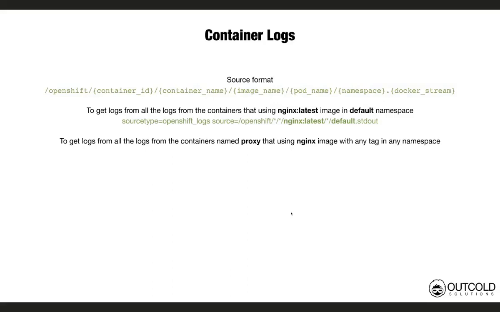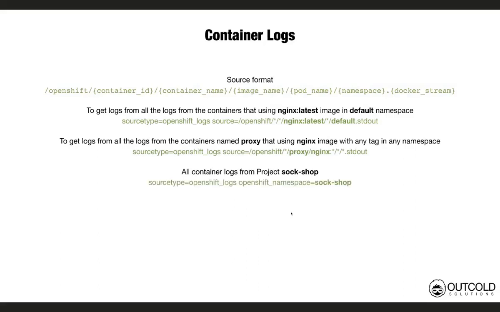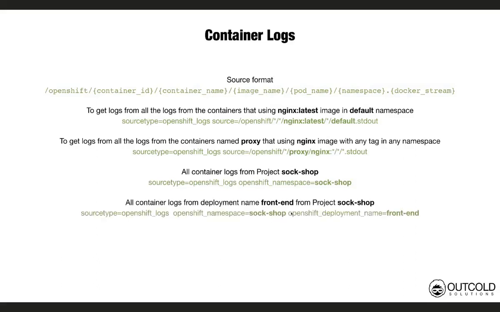Or let's say you want to get logs from the container named proxy, and then the Nginx image can have any tag. You can do this again with wildcards. Or again, because I showed that we annotate all the events in Splunk, you can also use different approaches, for example, namespaces. You can do it with sources as well, but you can also use the metadata we attach. And another example, like deployment name. You can say, I want all the logs from this OpenShift deployment name front end and OpenShift namespace SockShop, and you'll get all the logs.